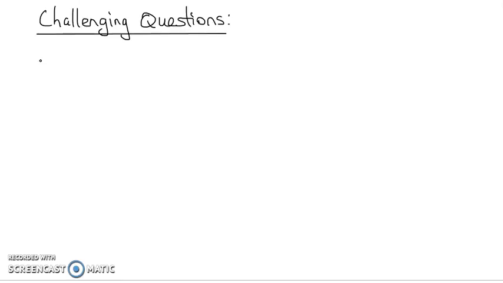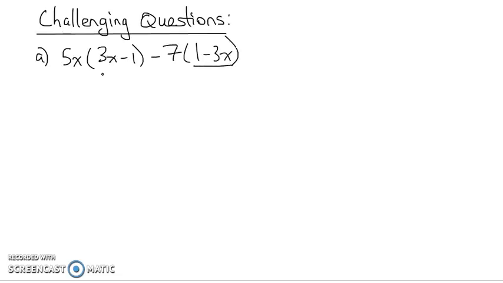And so this is where we come to the challenging questions. The first of which has to do with 5x times (3x minus 1) minus 7 times (1 minus 3x). So the issue here is the fact that these look remarkably similar, but they're not the same. So what do I do in this case?